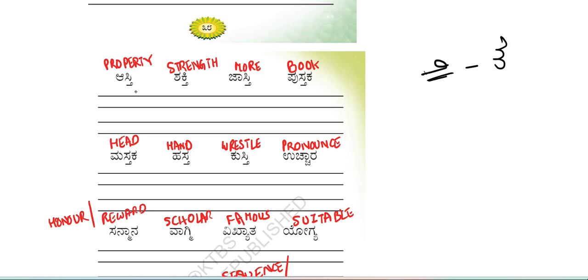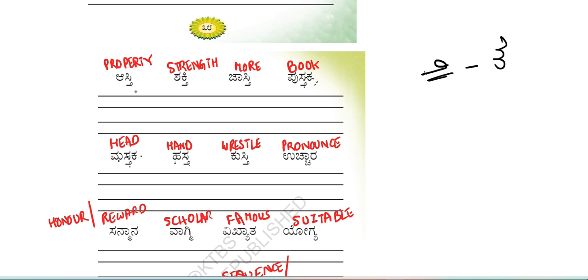Similarly, shakti. Here also tha is the Ottakshara. Shakti means strength or power. Jasti. Jasti means more. Pustaka. Pustaka means book. Mastaka. Mastaka is head. Hasta. Hasta is hand.